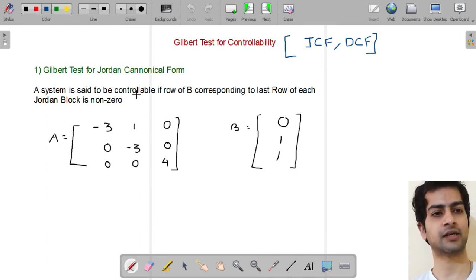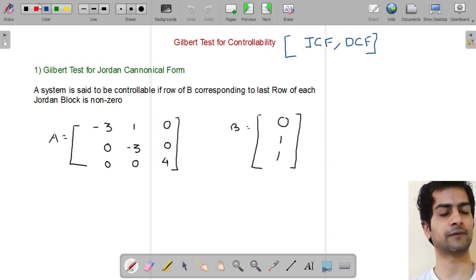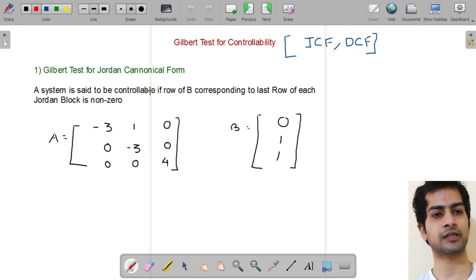Let's see what is said. A system is said to be controllable if the row of B corresponding to the last row of each Jordan block is not 0. I know that by reading the statement, nothing is clear to you. Now I will tell you. See, -3, 0, this is one Jordan block. I have taught you all this earlier. Just refer to that session if you are not comfortable. See, this is Jordan block 1, and this is Jordan block 2.